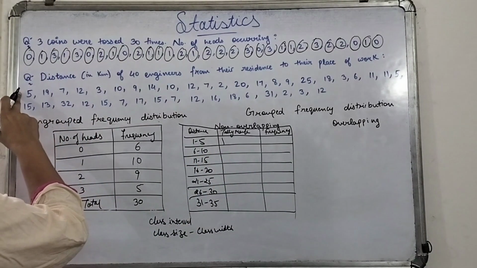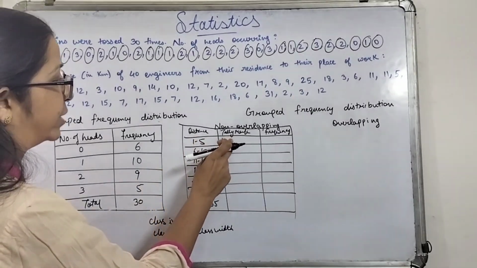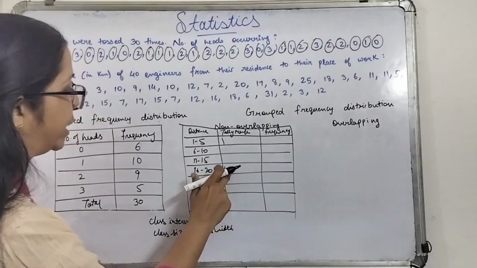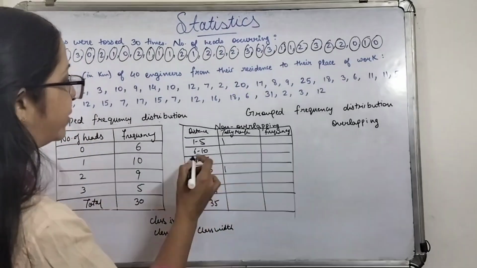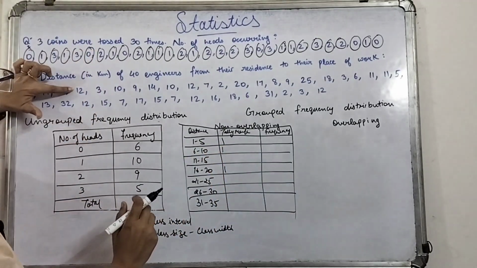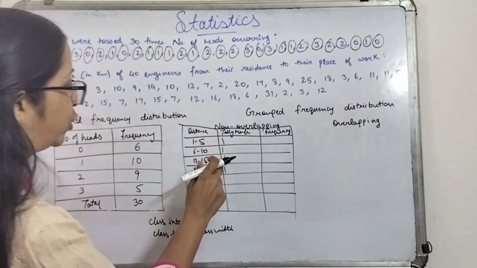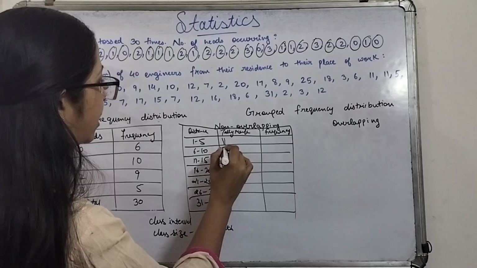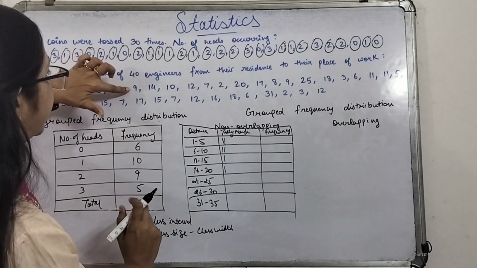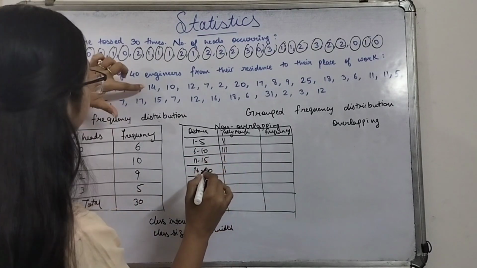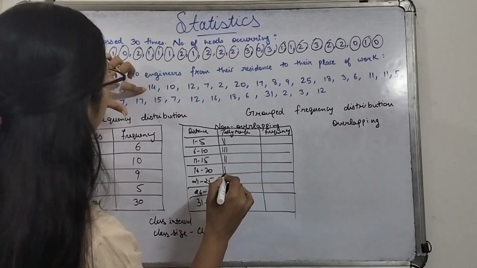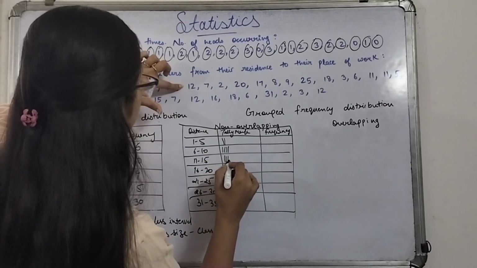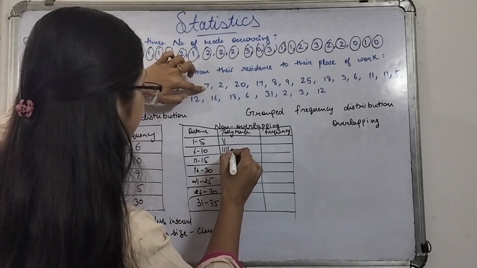So well, let's see, 5 will come over here, 1 to 5. Then 19 will be coming here, 16 to 20. Then it is your 7 will come here, 6 to 10. Then it is your 12 will come from here, 11 to 15. Then it is your 3 will come here. 10 will come in the category of 6 to 10. Then it is your 9, it will come again here. Then 14 will come here, then it is your 10 will come here, 12 will come here, 7 will come in this.